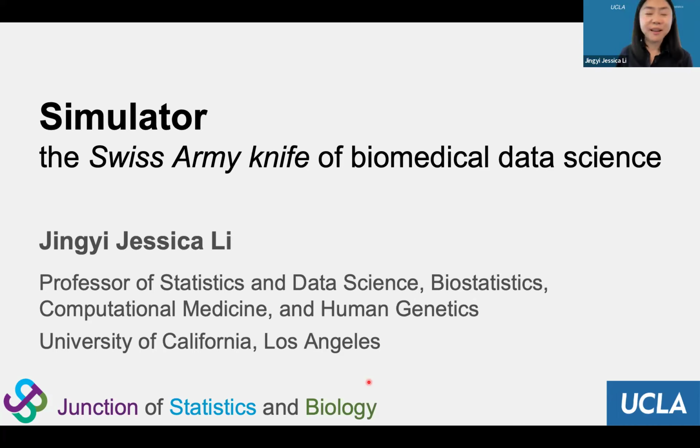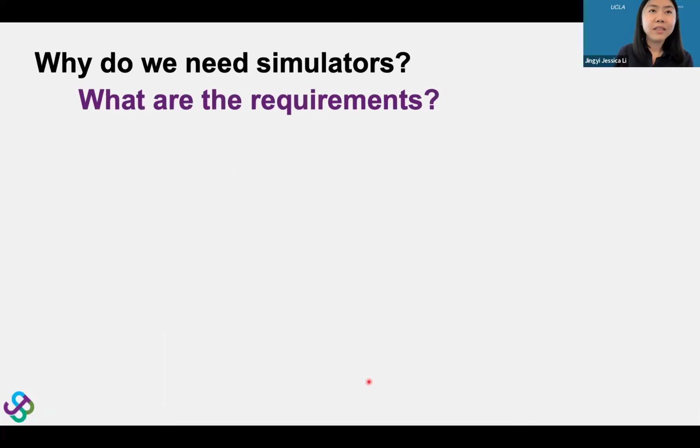So I picked a pretty big title, I would say: simulator, because I think it is something that we can potentially contribute to the biomedical data science community, to try to bridge the abstract thinking in statistics and the real data analysis. A simulator is a way to make our model more concrete and transparent to users who may or may not know so much statistics. These are the reasons why I think simulators are useful, and the requirements to make them useful.